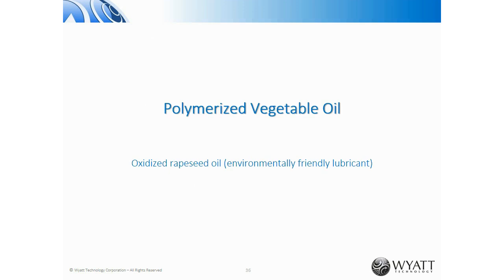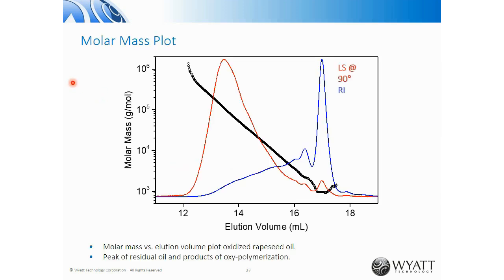The last example is for polymerized vegetable oils. They can be used as environmentally friendly lubricants. An example of the analysis of polymerized vegetable oil is shown in this slide. The signal from the RI detector shows an intensive peak. Its corresponding molar mass is below 1000. So this is the peak of the starting oil. And then we have the signal from polymerized molecules and their molar mass.